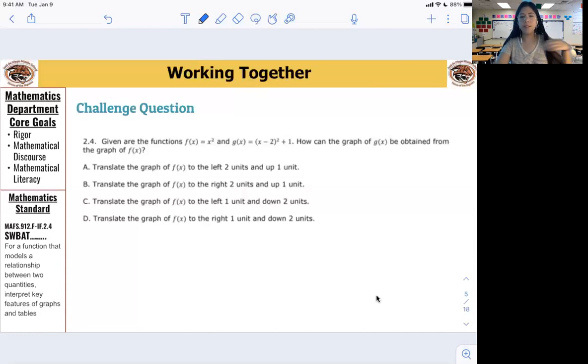Nice. Good. 73%. Even better. That's good. We're improving. So I did have a couple who did not choose the right response. So let's take a quick look at it.